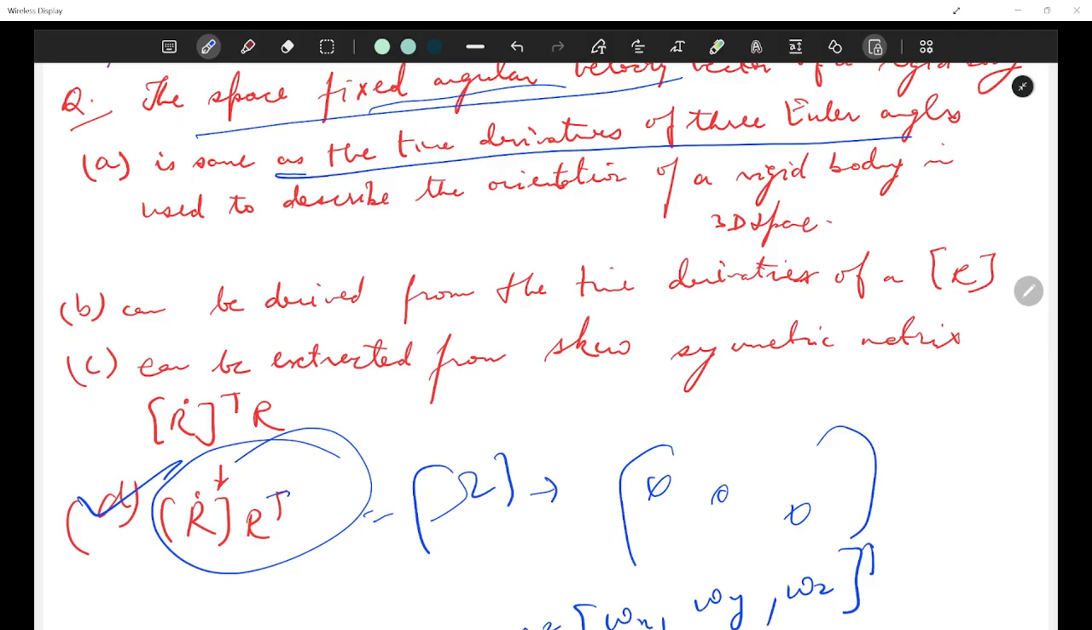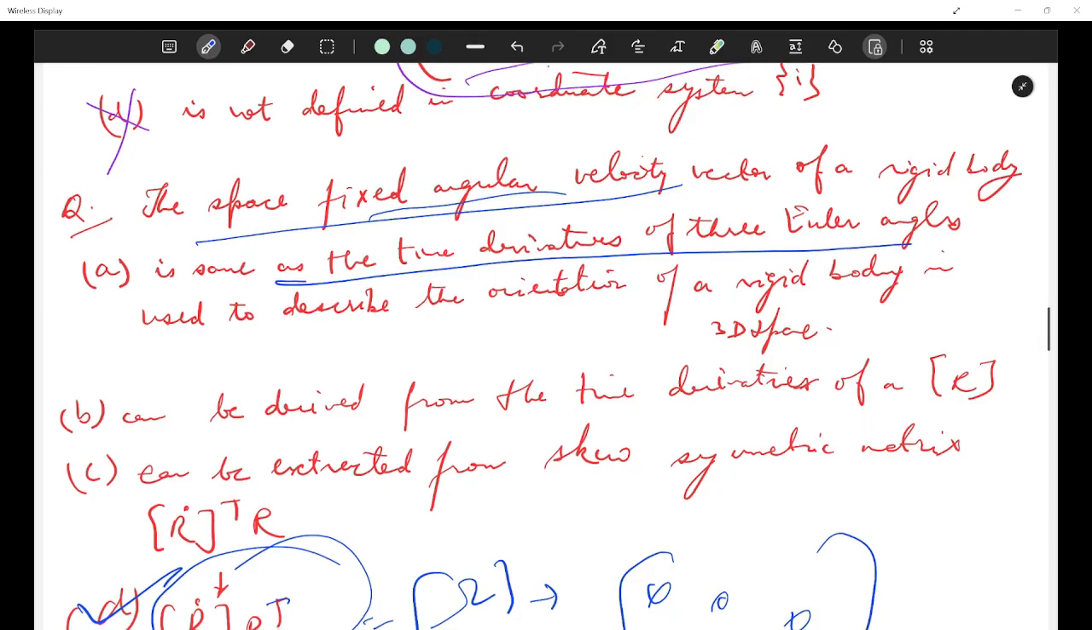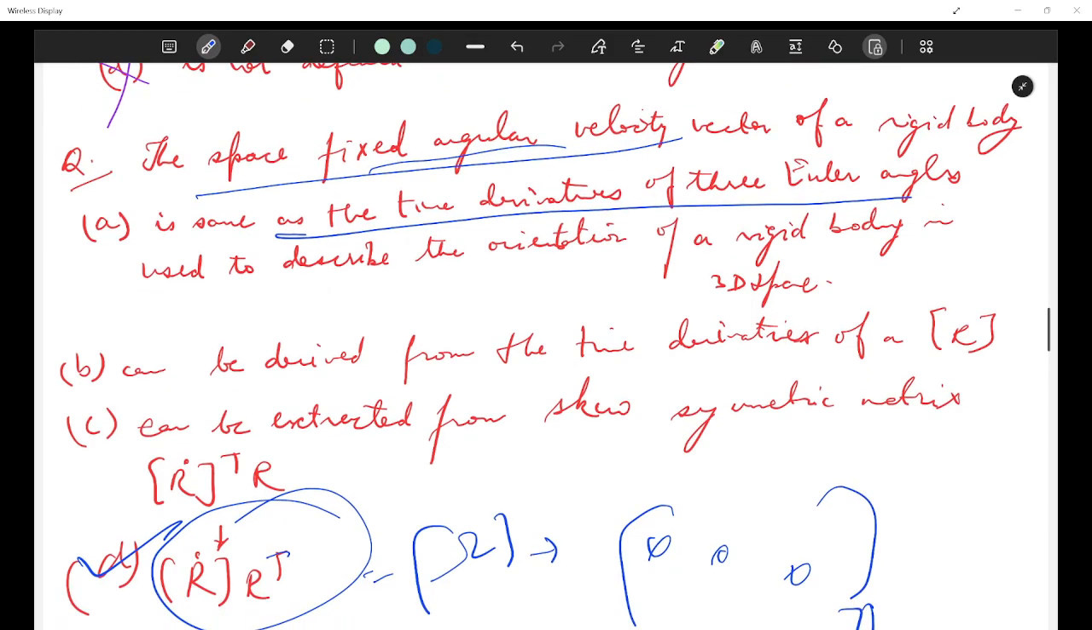Now, I think, yes, it can be derived from the time derivative of R.